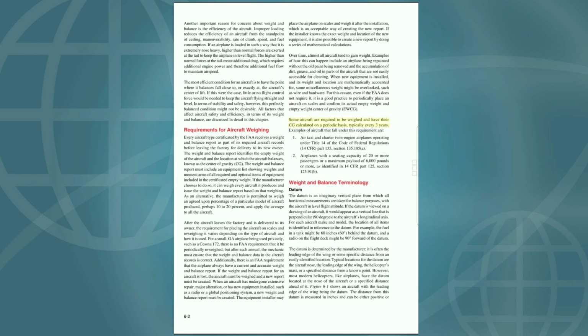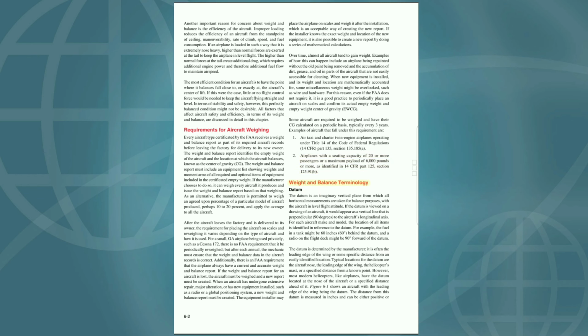Some aircraft are required to be weighed and have their CG calculated on a periodic basis, typically every 3 years. Examples of aircraft that fall under this requirement are: 1. Air taxi and charter twin-engine airplanes operating under Title 14 of the Code of Federal Regulations, 14 CFR, Part 135, Section 135.185(a). 2. Airplanes with a seating capacity of 20 or more passengers or a maximum payload of 6,000 pounds or more, as identified in 14 CFR Part 125, Section 125.91(b).